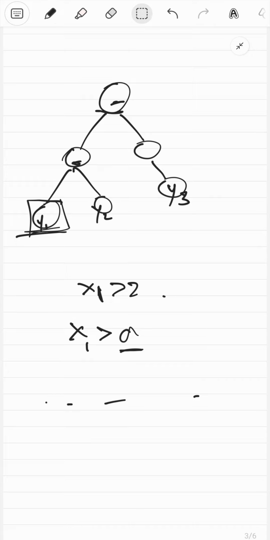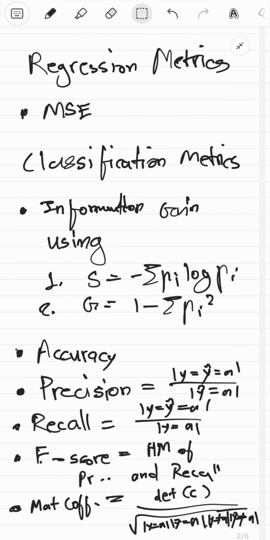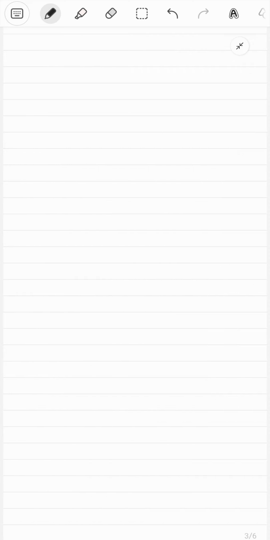But yeah, enough talking about that. It's just a recap. We're not going to go too much into the details. Okay, so that's decision tree. Let's go to the next thing.